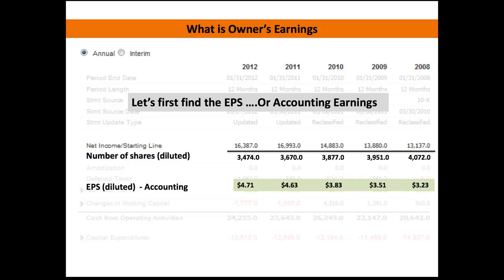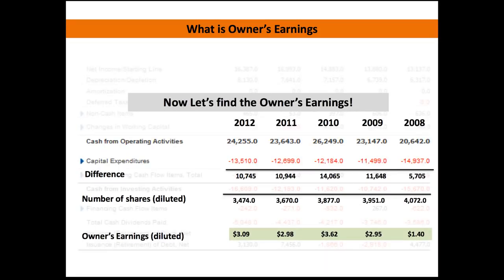And this is the accounting number. This isn't the owner's earnings. We're going to do that next. Okay, so as we go through this for Walmart, you can see 2012, we had 4.71, all the way through 2008 where it was down at 3.23. All of that you should have already known from all the previous lessons.